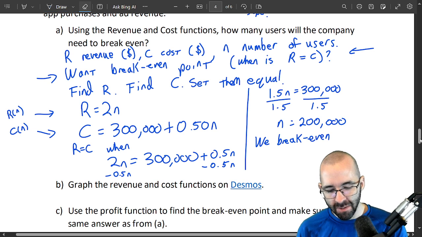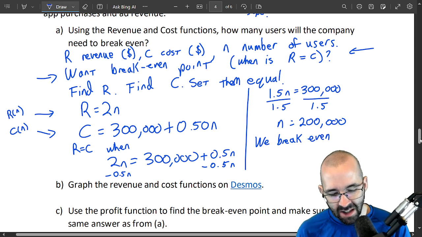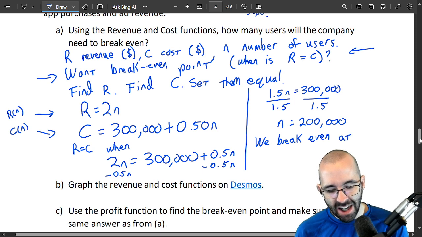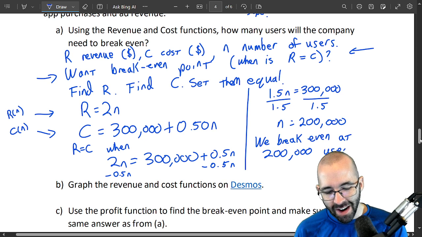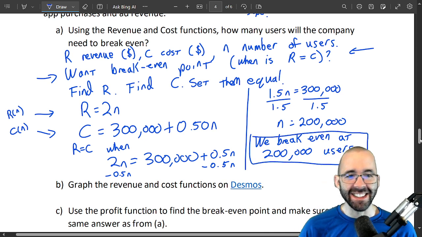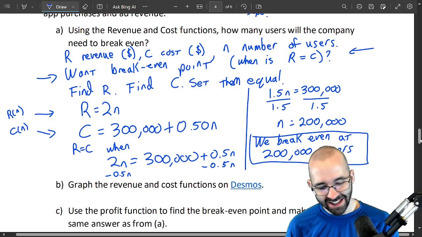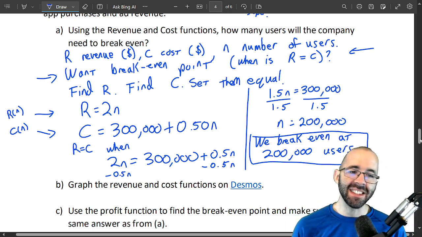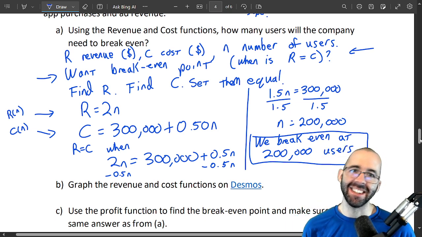Wait, break even point as a noun has a dash, but without a noun: we break even at 200,000 users. So I hope our app is popular. Gosh. Maybe that's not a lot, but it sounds like a lot to me.